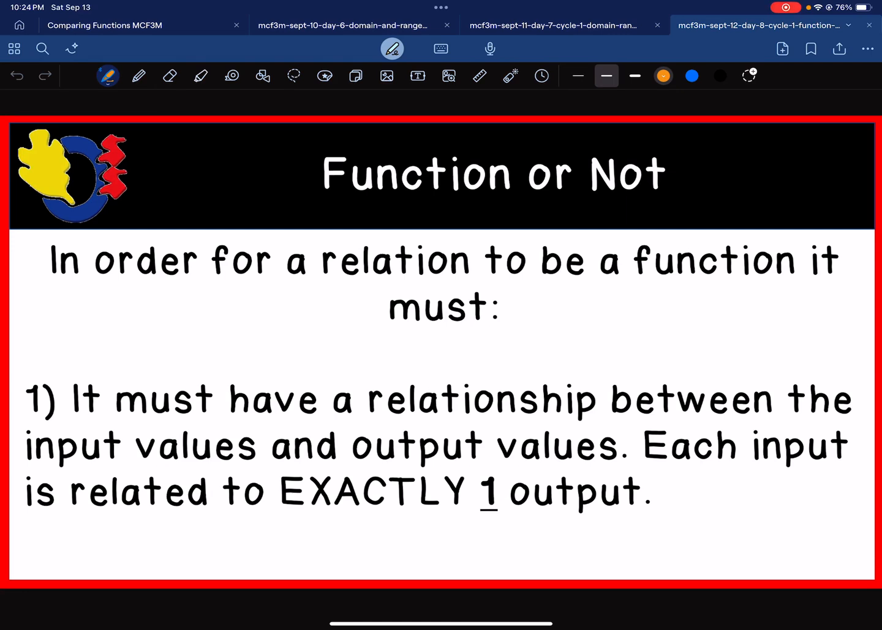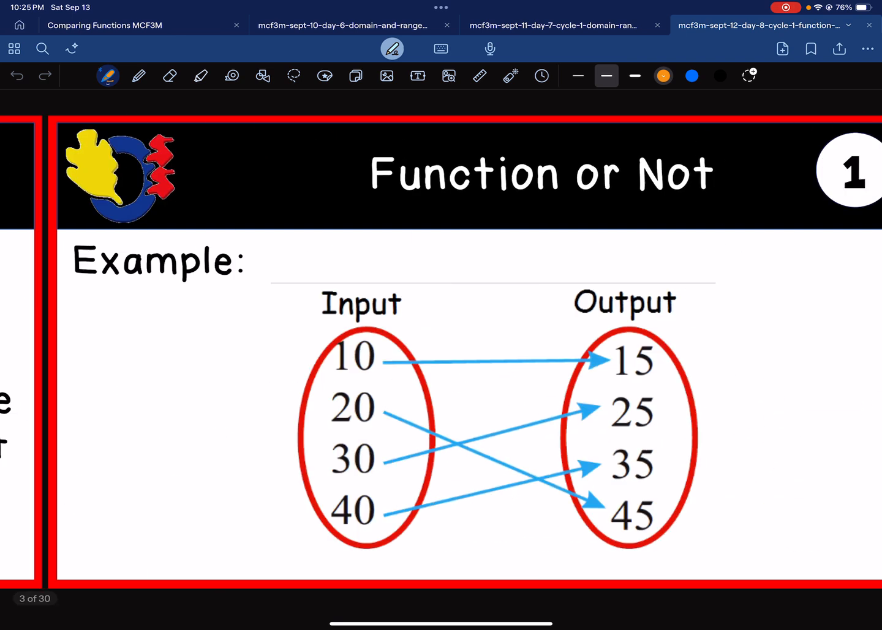Okay, today we are going to determine whether we have a function or not. So in order for a relation to be a function, it must meet two criteria. The first criteria is it must have a relationship between the input values, or the x's, and the output values, the y values. In each input, we have exactly one output. Okay, so let's take a look at some examples.